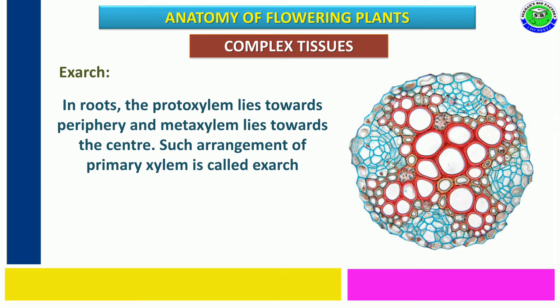And the second type is exarch condition. In case of a root stele, the protoxylem is present towards the periphery and the metaxylem is present towards the center or pith. Such arrangement of primary xylem is called exarch. It is seen in roots.